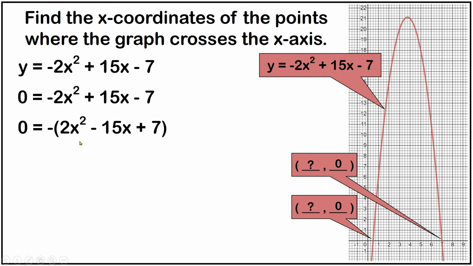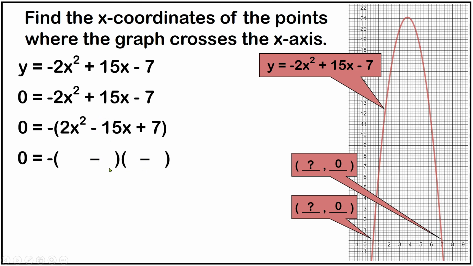Now, this problem has a lot of things going for it. First of all, 2 is prime, so I know that I'm going to use 1x and 2x. 7 is also prime, so I know I'm going to use 1 and 7. So my C value is 7 and it's positive, so I know that my signs have to be the same. And since 15, my B value, is negative, I know they both need to be negative.